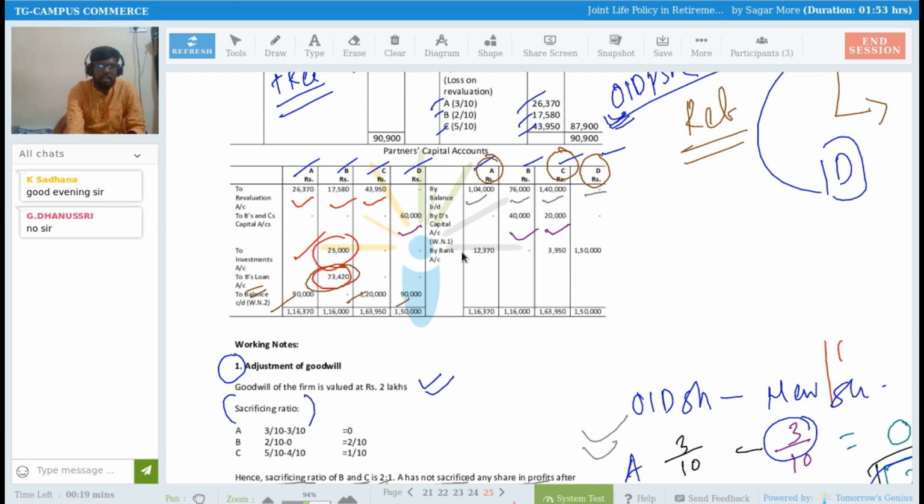So after closing this, A's debit side total is more. 1,16,370 minus this 1,04,000. You are getting balance 12,370, right? So what about B? For B we are getting balance here. No, it's a retiring partner. We are considering loan. For C, C's debit side total is more, 1,63,950. From that you have to subtract this total, you will get balance 3,950. Then for D, D's total is 1,50,000 on the debit side. You have to subtract if anything is on the credit side, nothing is there, so total balance will be 1,50,000. Understood?